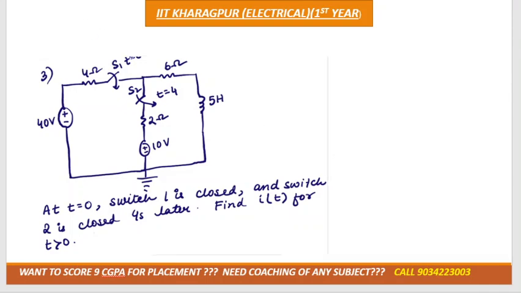In this question, we'll have double transient, so no problem. Same steps we have to follow. Step number one, we have to draw the circuit for t less than 0. Okay, so for t less than 0, tell me, is switch 1 opened or closed?